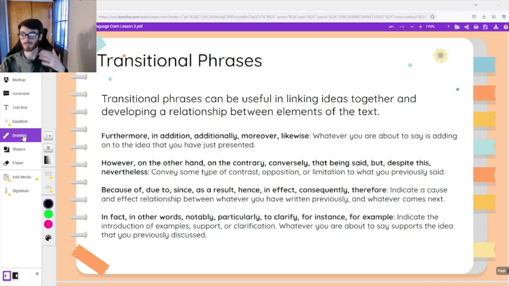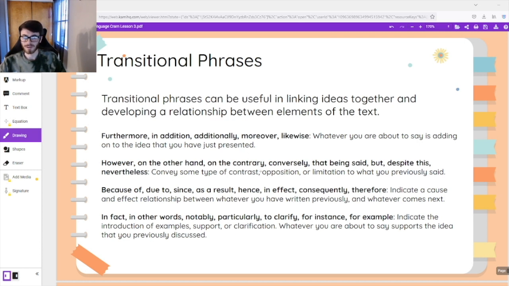If you're trying to show an example, you could use something like for example. If you're trying to show a contrast between different elements of the text, or that one causes the other, you can use transitional phrases. Now, just like with rhetorical devices, I don't have every transitional phrase in the world listed here. There's too many of them. And I also don't have every category listed here. There are some other categories of transitional phrases, but I chose the ones that are going to be most applicable for you.